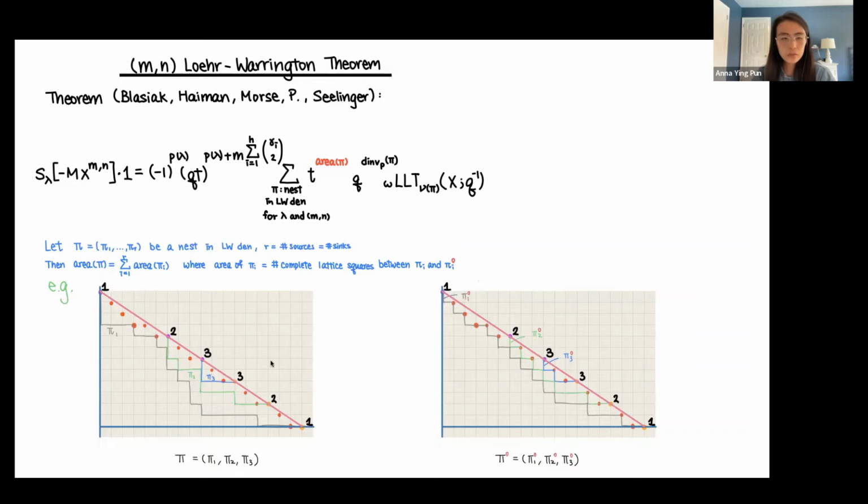We drew these two nests, right? This is the highest one with the knot on the top.